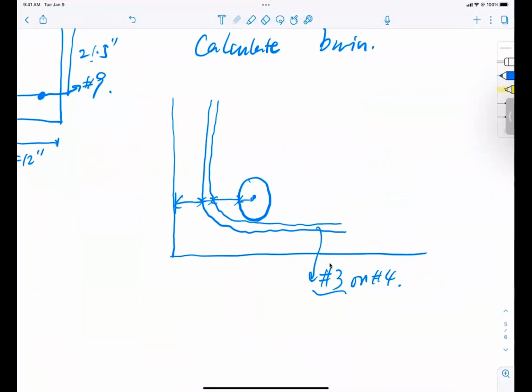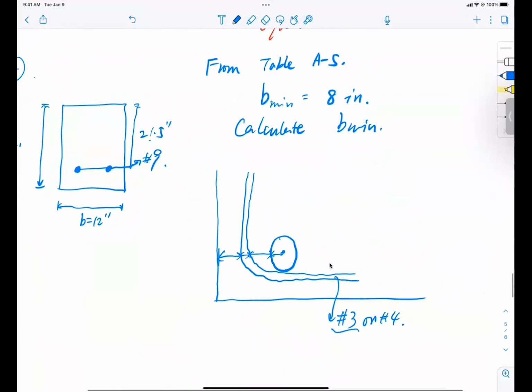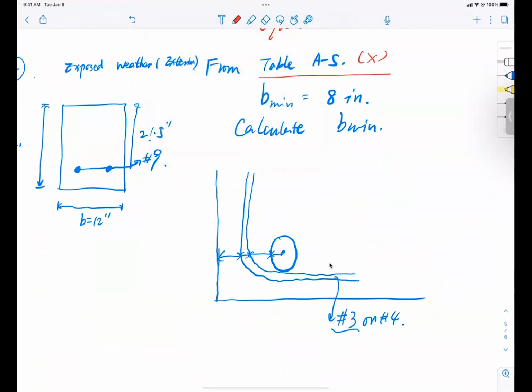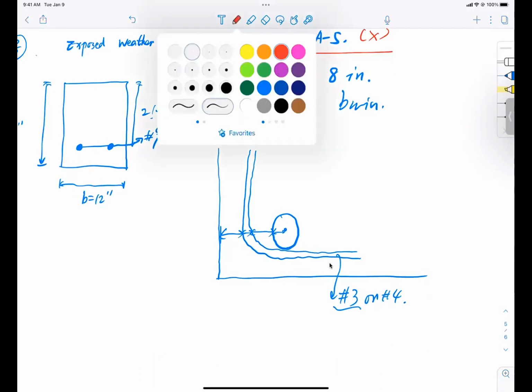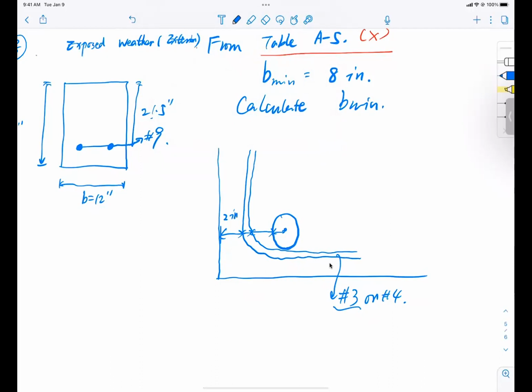Now let's say that for this case, I say it is exposed to weather, or I tell you it is exterior. That means you cannot go to Table A5 anymore. Instead, you go with the table 20.5.1.3.1. Remember that table. If you don't remember, go back and look at 20.5.1, something like that, and you find that table. There's only the first table, not the second one. So with that table, I said this is 2-inch.